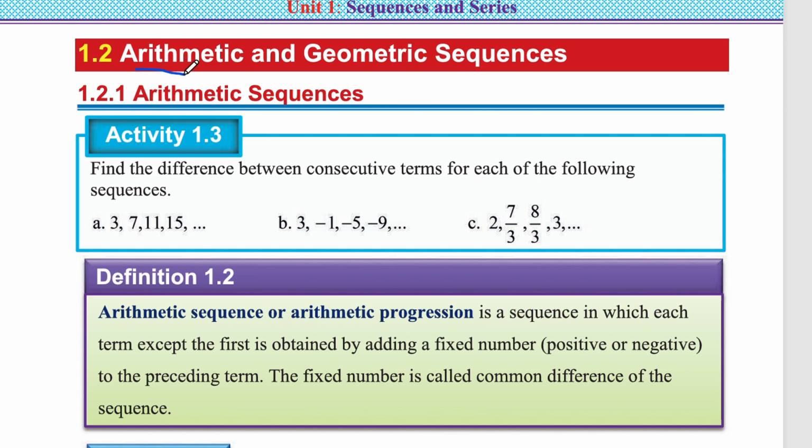Arithmetic and geometric sequence. Arithmetic sequence, activity 1.3. Find the difference between consecutive terms for each of the following sequences.